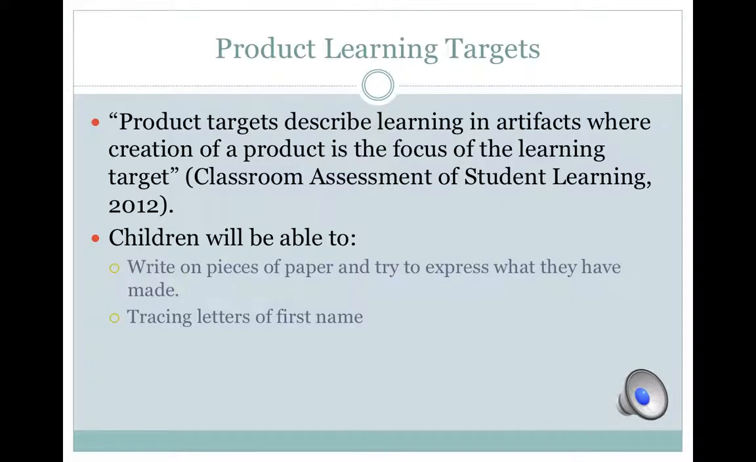Product targets describe learning and artifacts where creation of a product is the focus of the learning target. Children in this learning target will be able to create, design, draw, make, and write. My children will be able to simply write on pieces of paper what they are trying to express since they are too young to begin to write and form letters. That does not mean the teachers cannot begin to get them to trace the first letter of their names, which elevates the children to a higher level because they are already able to identify the first letters of their names as well as their peers.